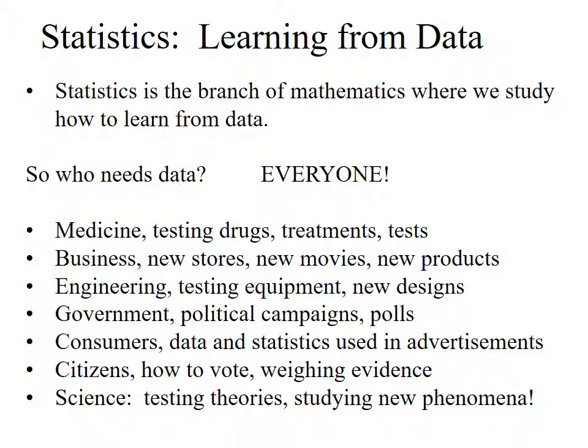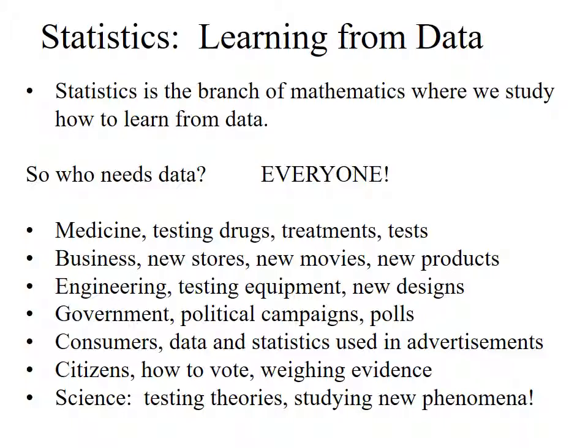Businesses are constantly gathering data. Every time you click on anything, anytime you watch something on Netflix or buy something on Amazon, they're always trying to use data to say, where can we put a new Starbucks location? What sort of movie should we make next? What sort of product should we make next? Engineers are constantly requiring new data in order to create new designs, testing new equipment, all sorts of things. The government gathers enormous amounts of data, not only through like the census reports, but also politicians, campaigns, polls. Where should we run ads? Where should we have get out the vote operations?